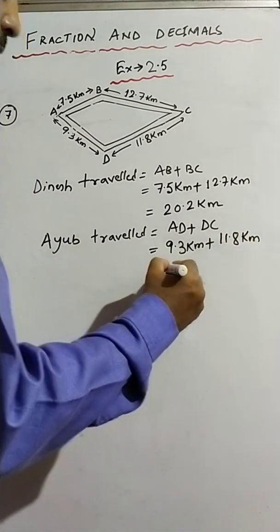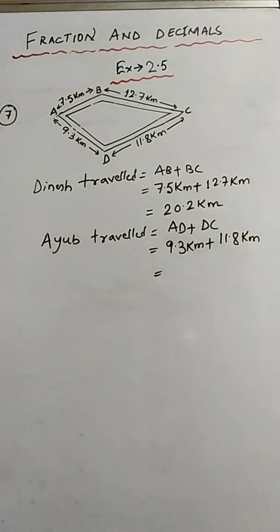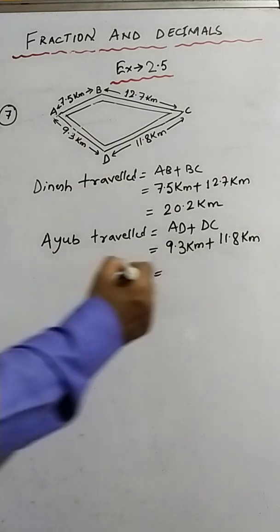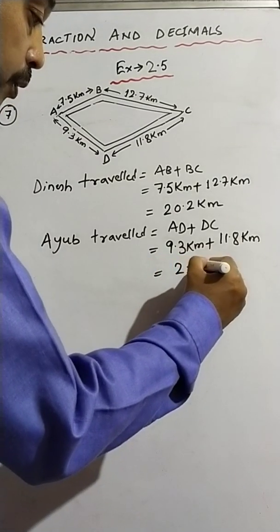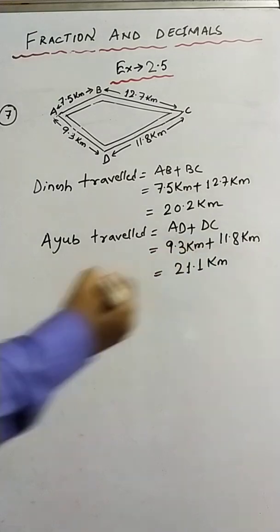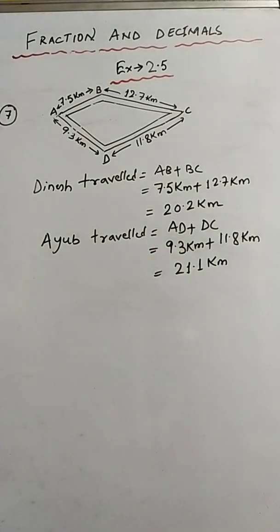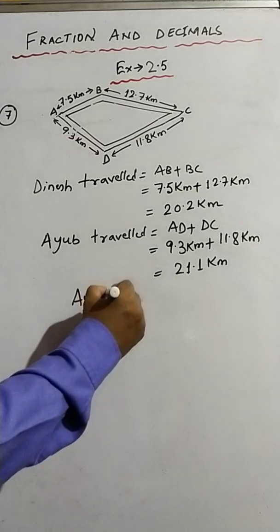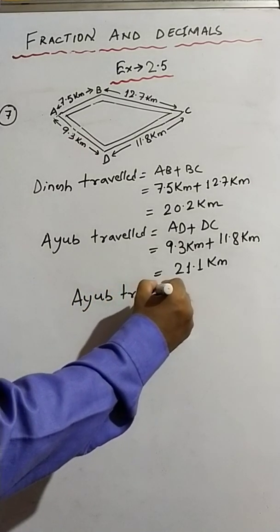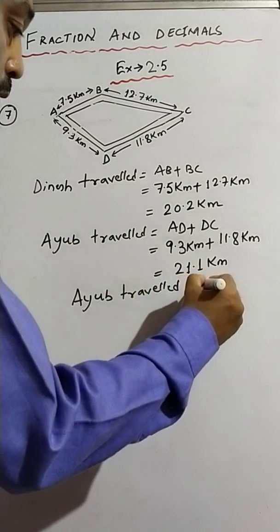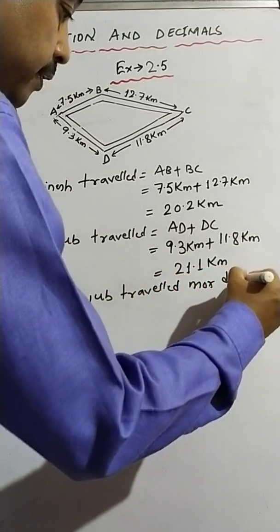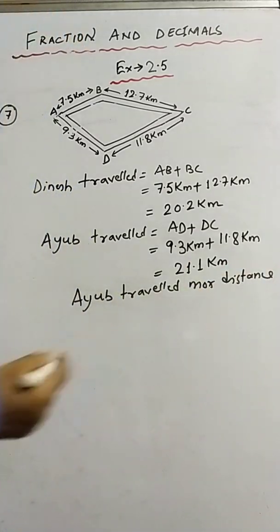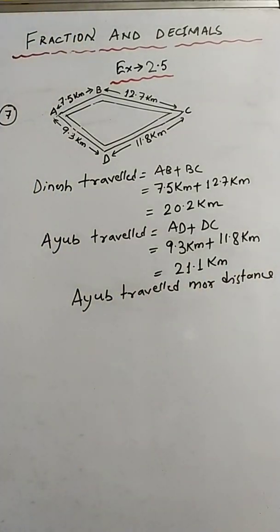11.8 kilometers. Now if we add this, 9.3 plus 11.8, we'll get the answer as 21.1 kilometers. Now we can easily say who has traveled more? Yes, Ayub traveled more distance. So we'll write, Ayub traveled more distance.